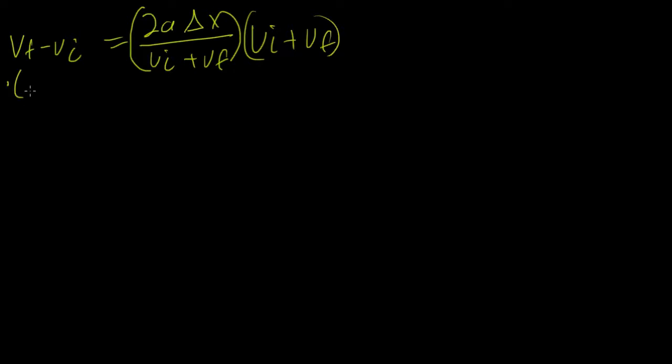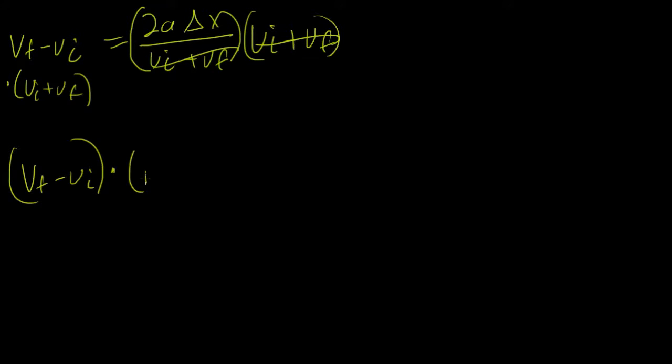And then multiply this side also by Vi plus Vf. Okay, this Vi plus Vf will cancel, because that's division, multiplication. It's going to cancel out. So we'll end up with Vf minus Vi times Vi plus Vf equals 2A delta x.